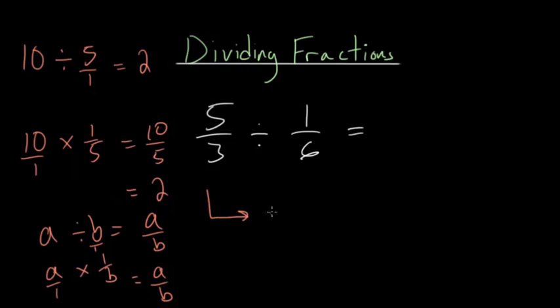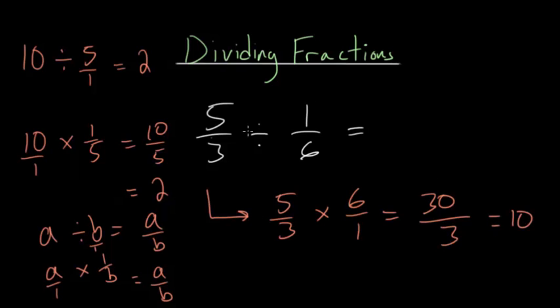So for our problem, we can rewrite this as 5/3 times the reciprocal of 1/6, which would be 6 over 1. And now we can just multiply straight across. 5 times 6 is 30, divided by 3 times 1, which is 3, and 30 divided by 3 is 10. And this answer should make sense. I'm going to rewrite 5/3 as 10 over 6. I'm essentially just unsimplifying it.